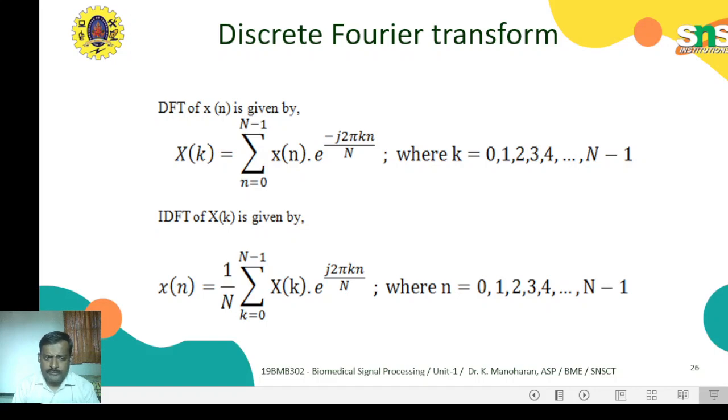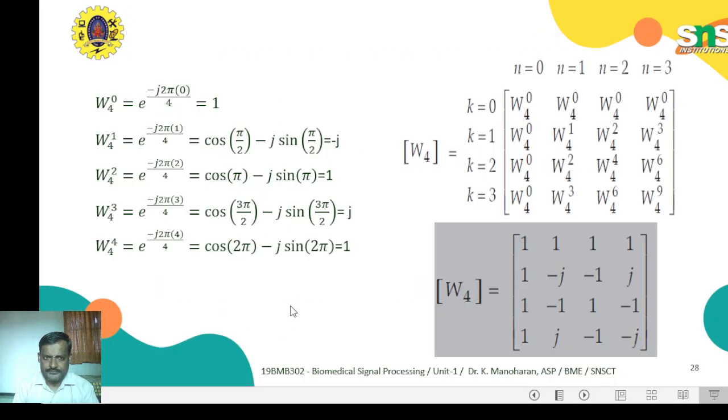The inverse transform of the discrete Fourier transform, the IDFT, is given by x of n equal to 1 divided by N, summation of k equal to 0 to N minus 1, X of k into e power j 2 pi k n divided by N, where n should be calculated from 0, 1, 2, up to N minus 1. This is the inverse Fourier transform. The first formula is used for converting from time domain to frequency domain, and the second formula is used for reversing that, from frequency domain back to time domain.